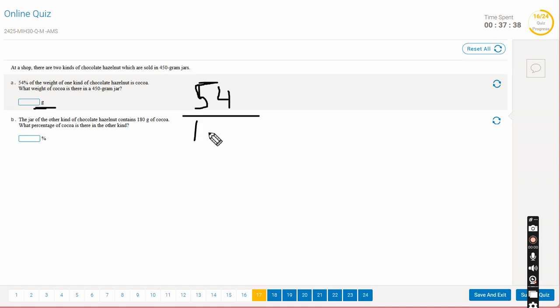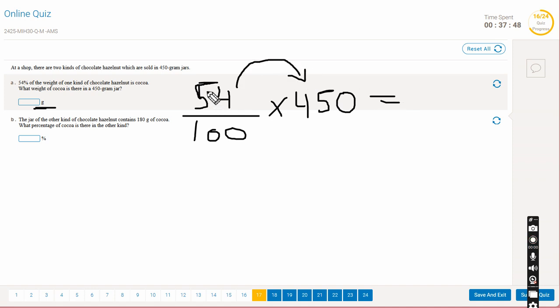So 54 in percentage times 450. Now why am I multiplying it by 450 directly? Because I just want to find out how much this percentage of 450 gives me, because this already is cocoa, right? So how much of this cocoa percentage multiplied by 450 gives me the total amount, how much cocoa is actually inside.